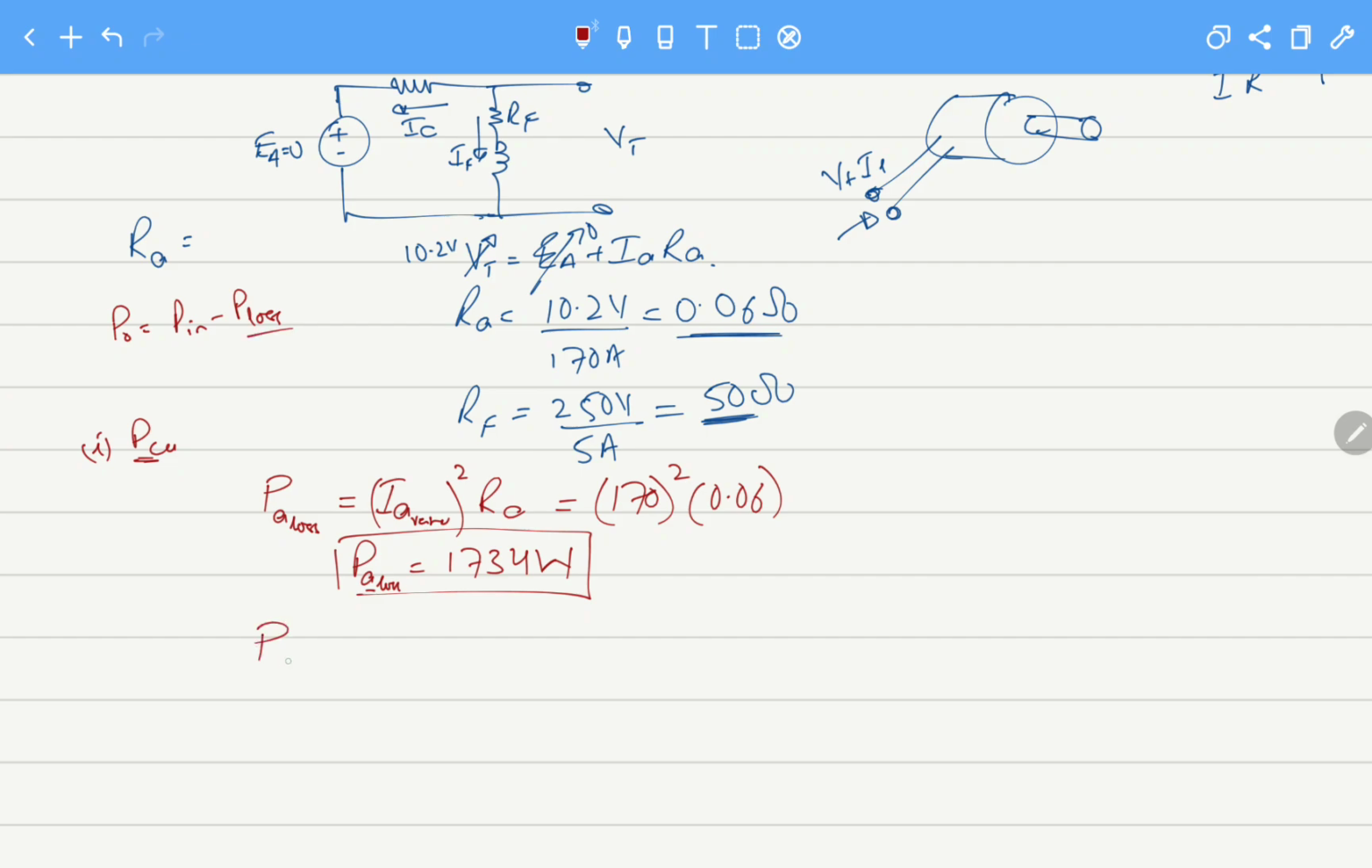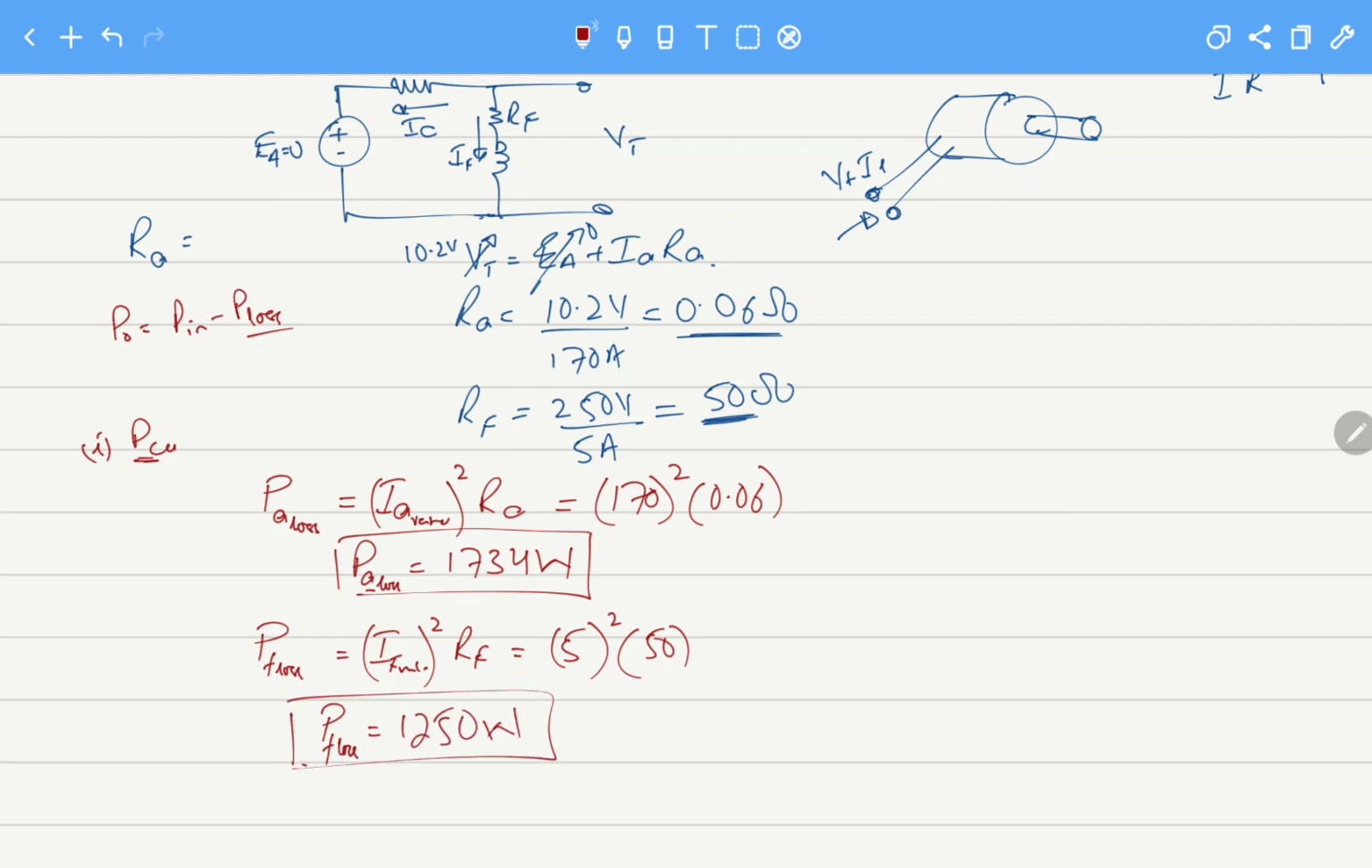The second type of loss that exists is in the field, and this will be equal to IF rated square times RF. IF is given as 5, so 5 square, and RF we have calculated as 50. So the field loss PF is equal to 1250 watts.